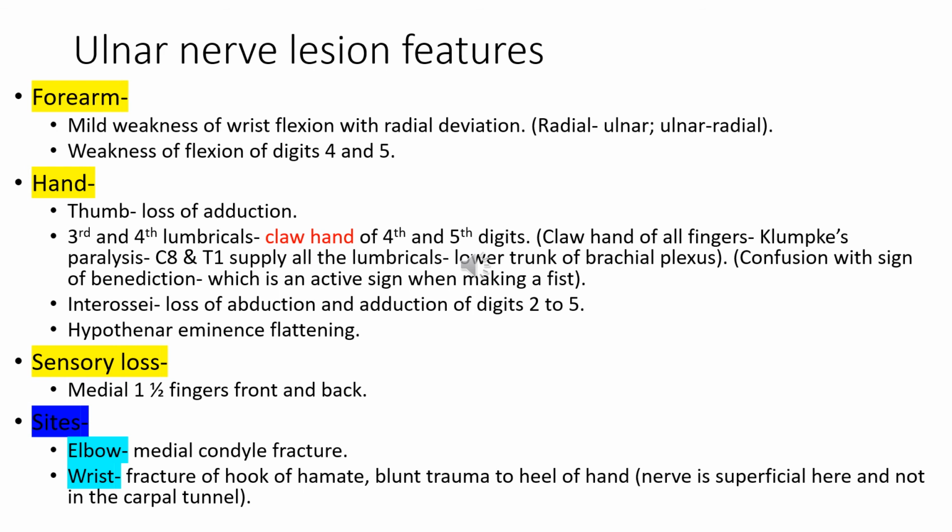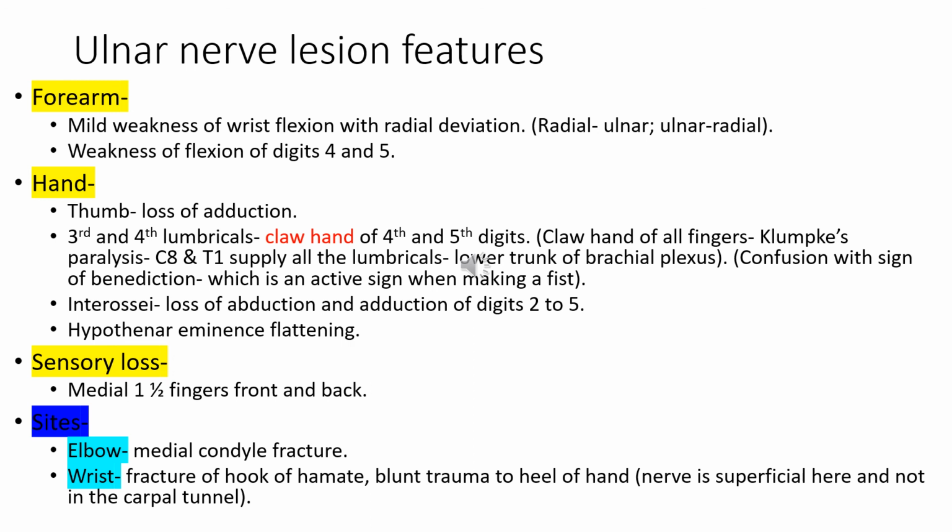So we have finished thumb and lumbricals. Now we go to the interossei. Ulnar nerve supplies all the interossei. So there is loss of abduction and adduction of digits 2 to 5. And ulnar nerve affection manifests as hypothenar eminence flattening, same way as median nerve injury manifests as thenar eminence flattening. Now in ulnar nerve lesion, the sensory loss is in the medial 1.5 fingers, both front side and back side.